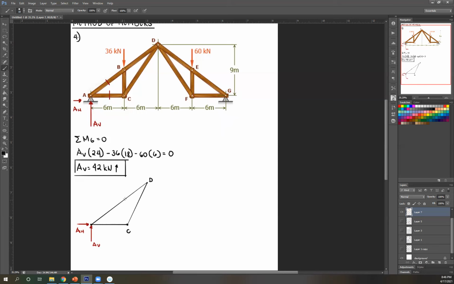This is D. And then, okay, let's fix our drawing. Okay, that's better. This is C. This is B. There's an external force here, 36 kilonewton. And then dimensions, this is 6. And then this is also 6.